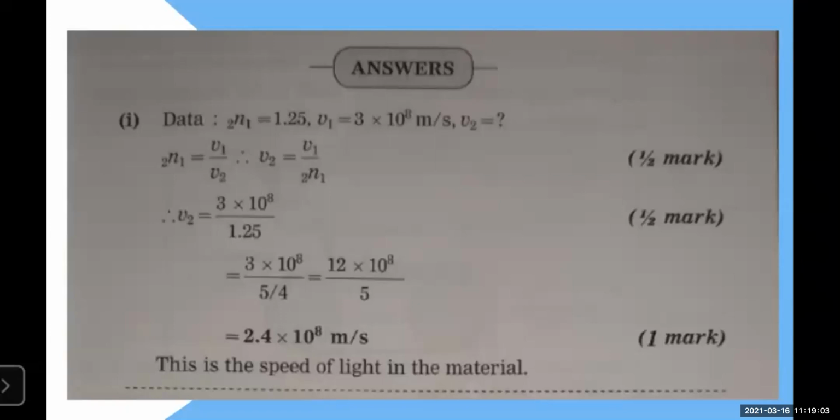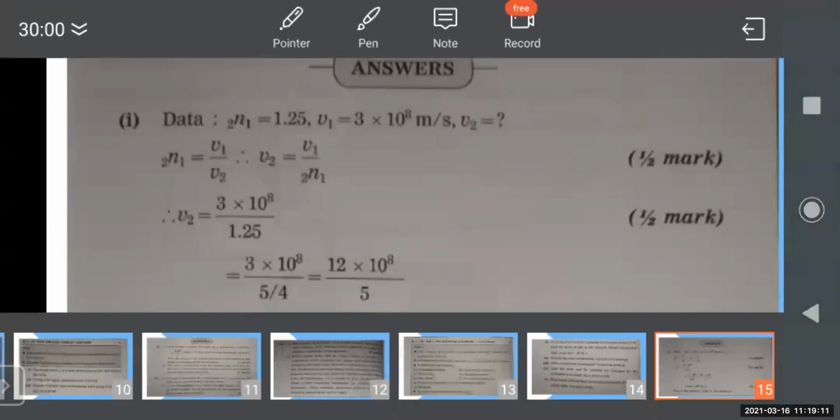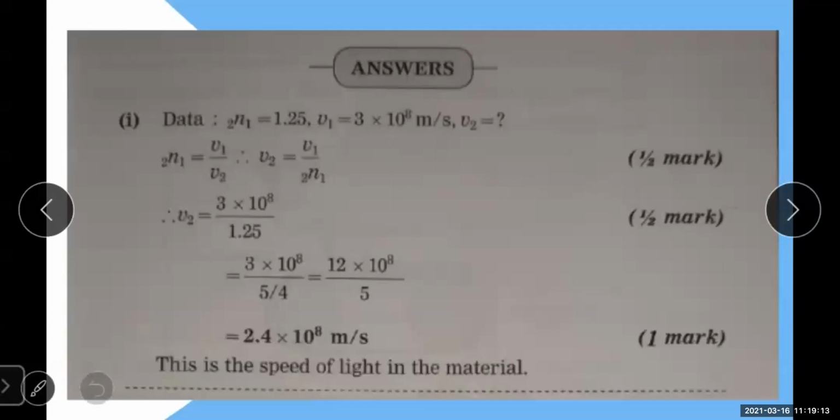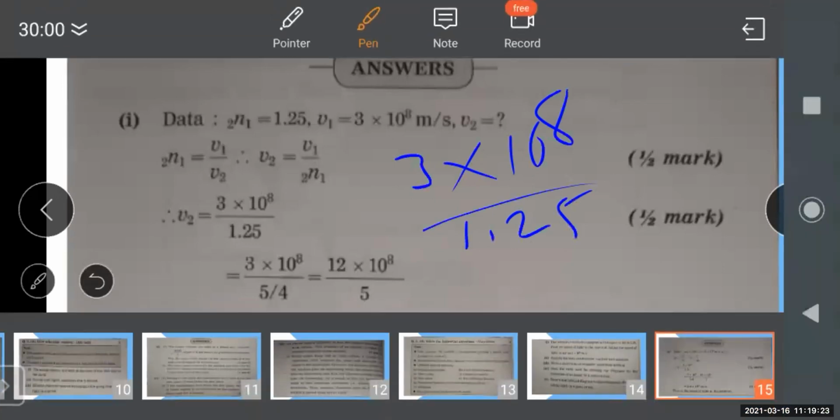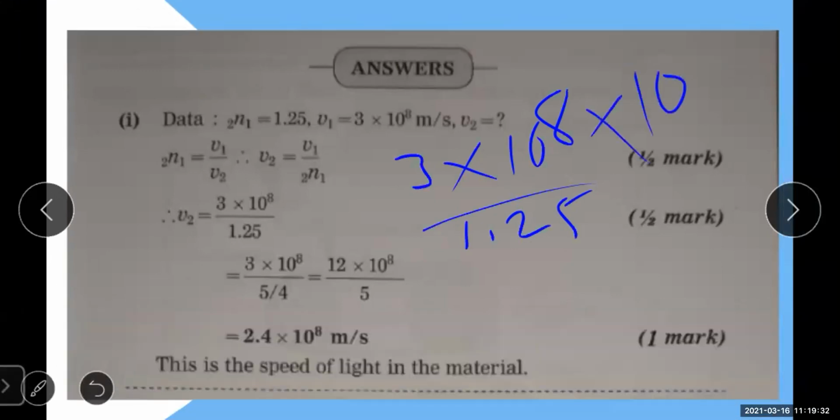Okay students, you can solve in your own way how to convert 1.25. I can tell you one method here, like how you can solve 3 into 10 raised to 8 upon 1.25. So what you can do? For 1.25, you have to remove the decimal point. So you will multiply up and down by 100.